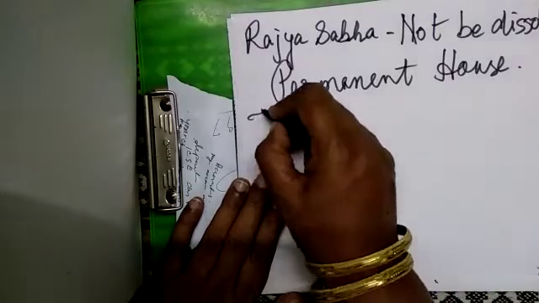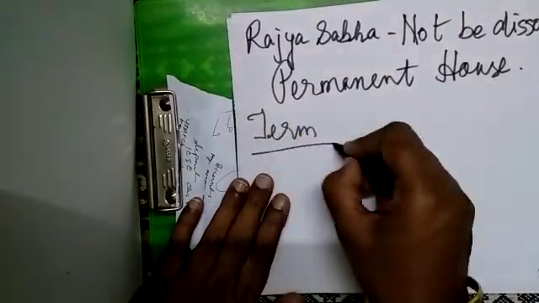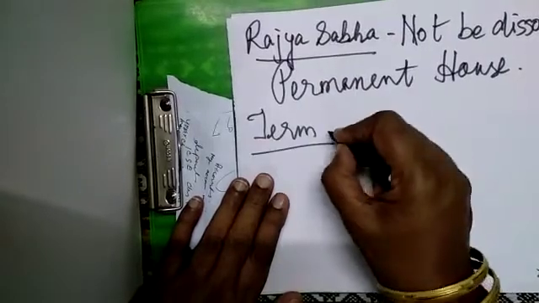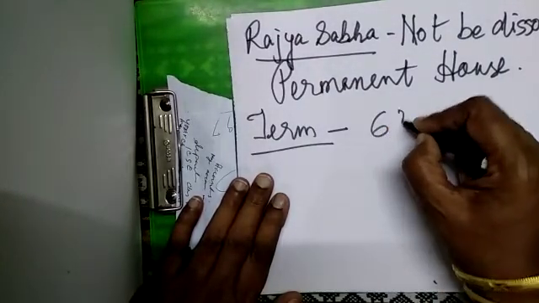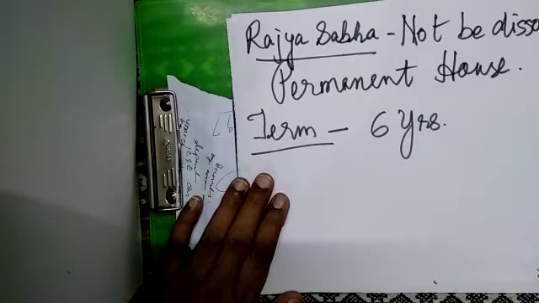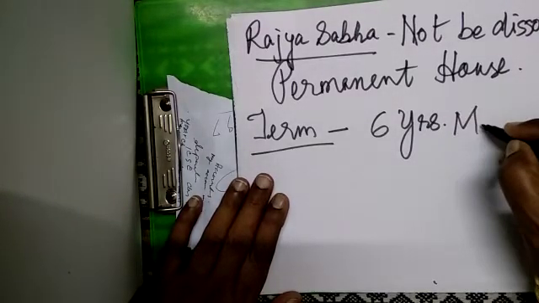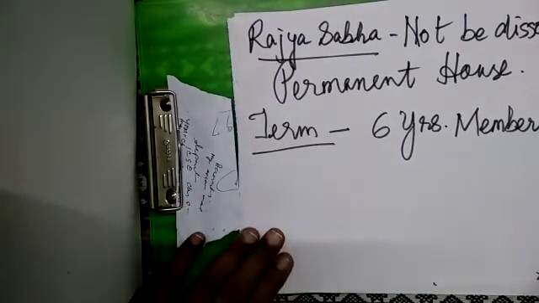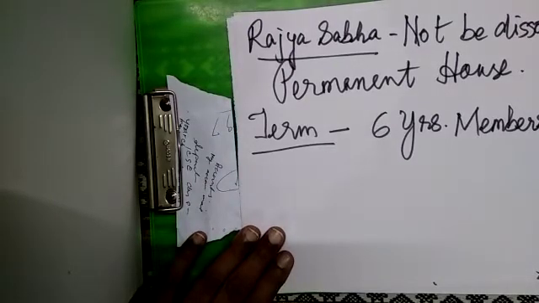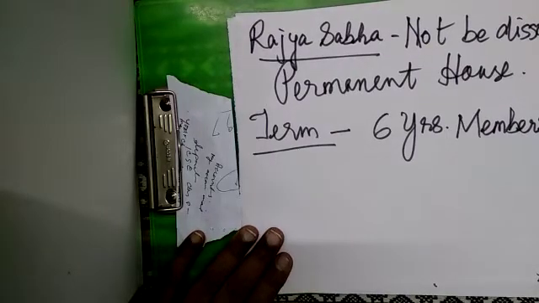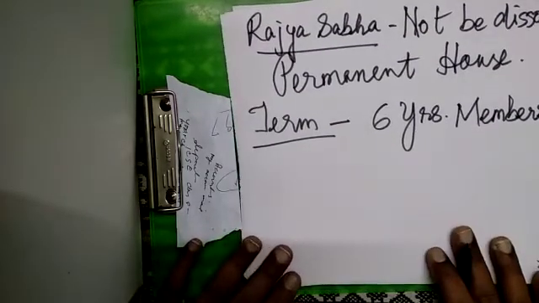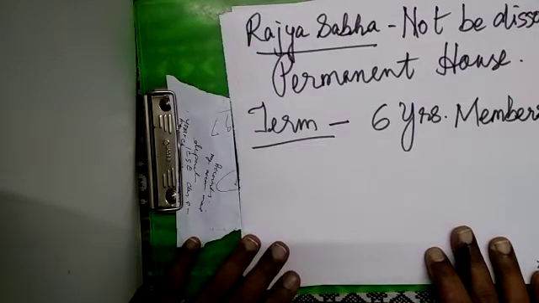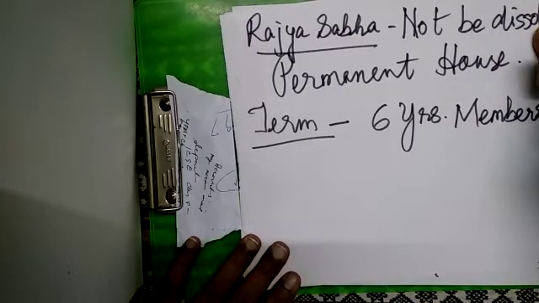What is the term of the members? The term of the members of Rajya Sabha is 6 years. The Rajya Sabha is not meant for 6 years, but the members enjoy a term of 6 years. Once a member is elected, the elected member or even the nominated member enjoys the office in Rajya Sabha for only 6 years.